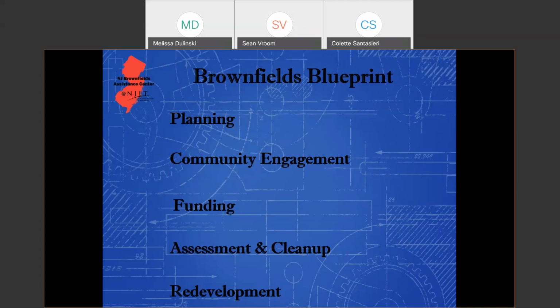The process of identifying, assessing, cleaning up, and redeveloping brownfield sites is what the New Jersey Brownfields Assistance Center refers to as the Brownfields Blueprint. These are the essential elements to transforming your former industrial and commercial properties into community assets.